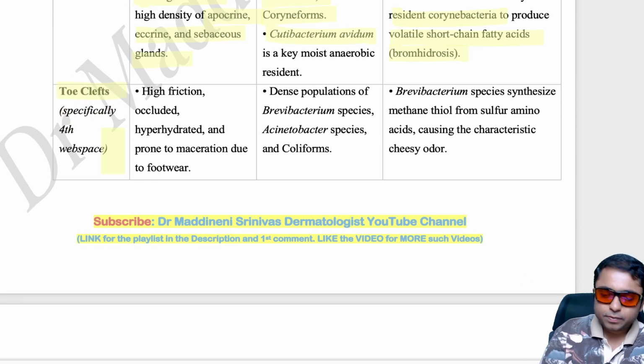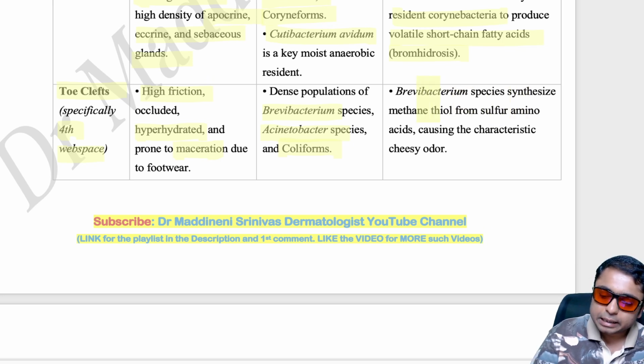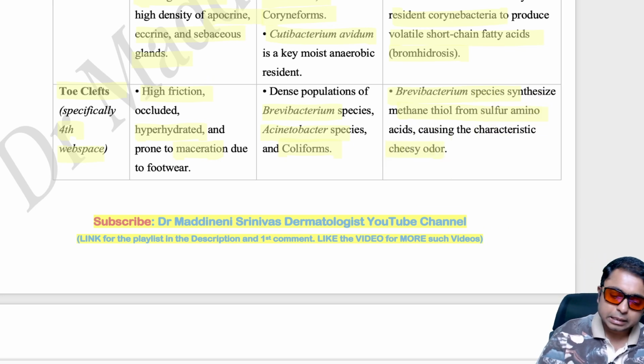Toe clefts, specifically the fourth web space, are high in glands, because of which there could be hyperhydration, and if there is additional friction because of this occlusion, it can lead to maceration. There are dense populations of Brevibacterium, Acinetobacter species and coliforms in this toe web space area. Brevibacterium synthesizes methanethiol from sulfur amino acids, which is responsible for the cheesy odor seen in this particular site.